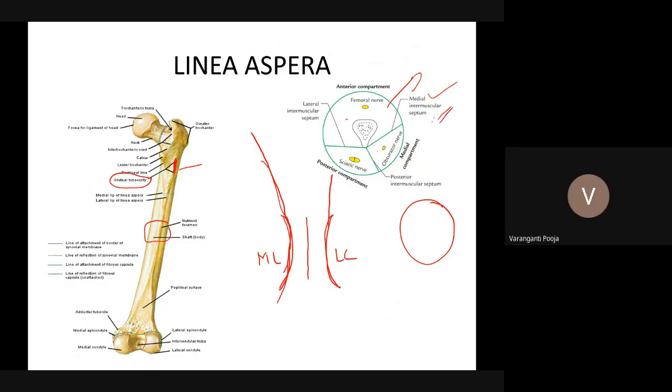Medial intermuscular septa. Very simple.